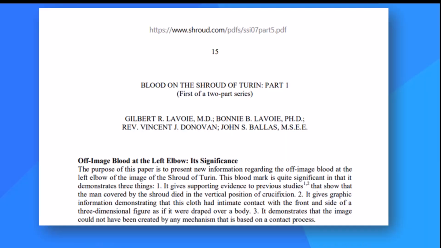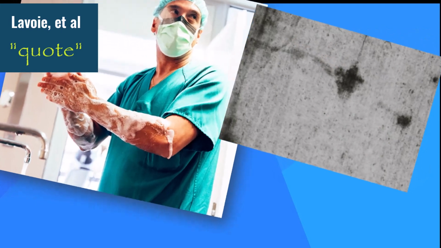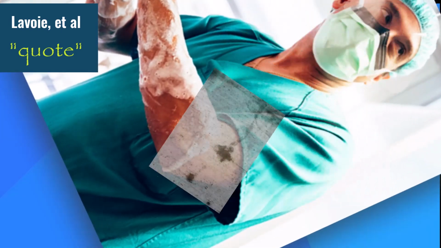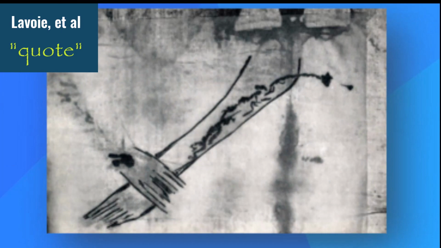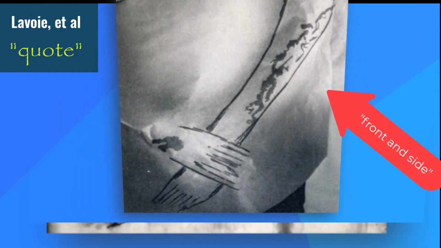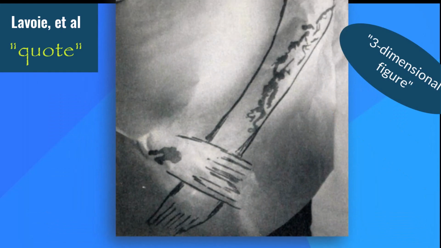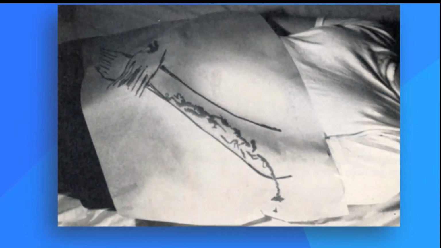The final example is fascinating. See this mark off the man's right elbow. From observation and experiment, Lavoie concluded that this off-image stain is from the pierced wrist, showing that the clotted blood on the arm follows a definite pattern and continues without interruption right off the image, ending in a rounded clot. This shows that the man covered by the shroud died in the vertical position of crucifixion, and gives graphic information demonstrating that this cloth had intimate contact with the front and side of a three-dimensional figure, as if it were draped over a body. What are we to make of all this?